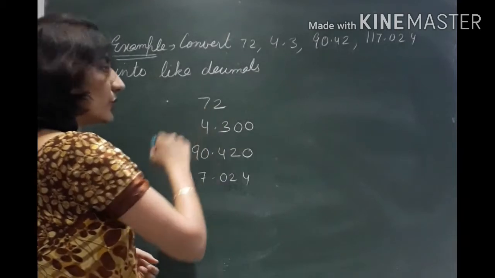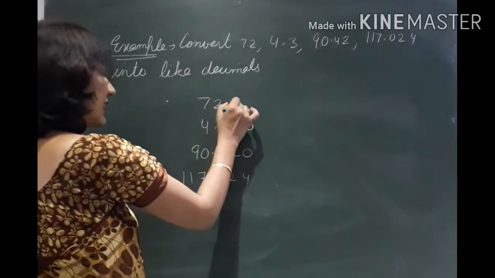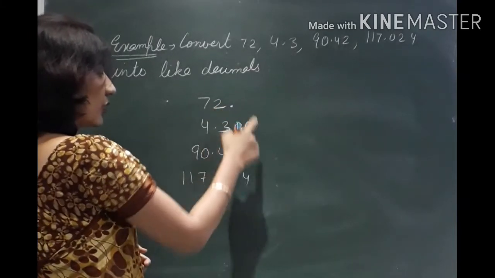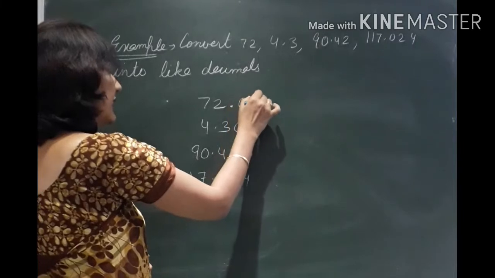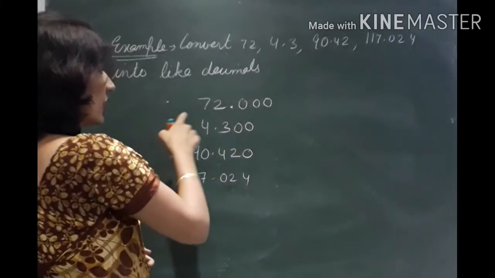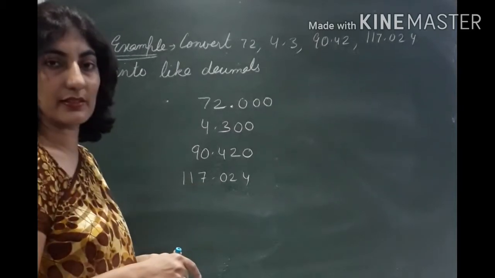Now 72 is a whole number. In a whole number, where is the decimal? Decimal is at the end. So after this, how many zeros shall I add? I have 1, 2, 3 digits. So I shall add 3 zeros. So this way these numbers have become like decimals.